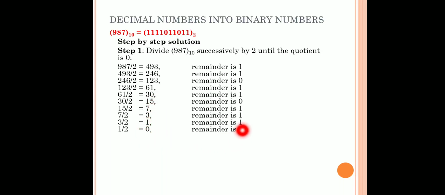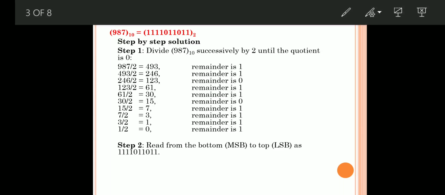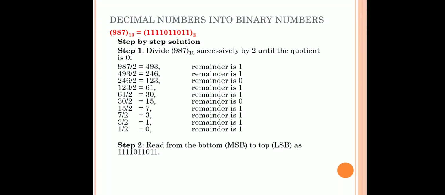All the remainders you will mention here, and then finally you will read it from down to top, like 1 1 1 1 0 1 1 0 1 1, as I am showing you, 1 1 1 1 0 1 1 0 1 1, and this is the answer.